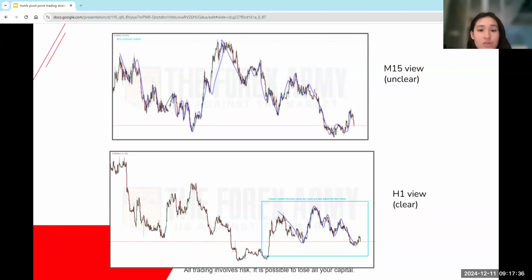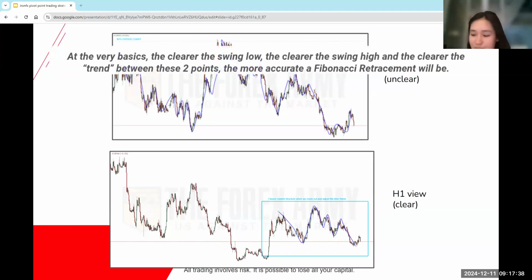So overall, there's two criterion that you should be looking out for. Here it says Fibonacci retracement, but this works for any method that you're using, including your pivot points. So firstly is a clear swing low or swing high. Secondly is a clear trend between the starting and the ending point. Then your Fibonacci retracement or your pivot point trading strategy, whatever it is that you're using, is likely to be accurate.